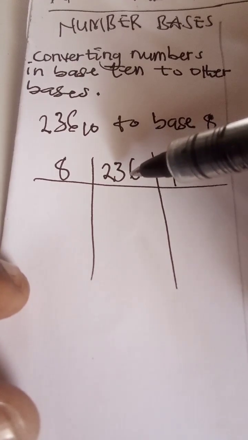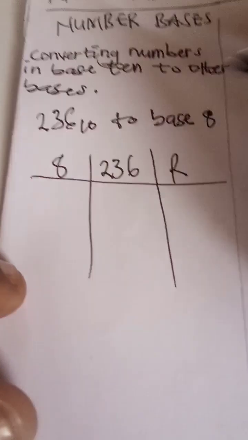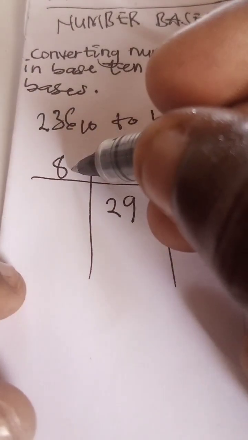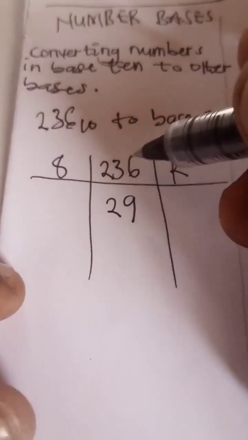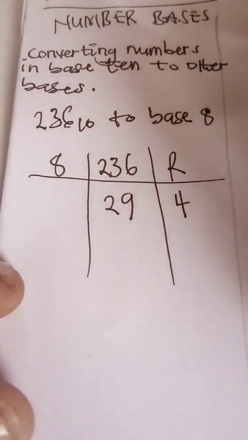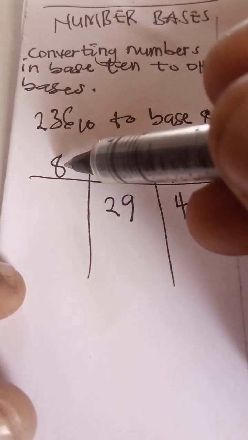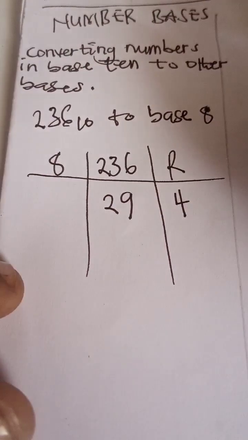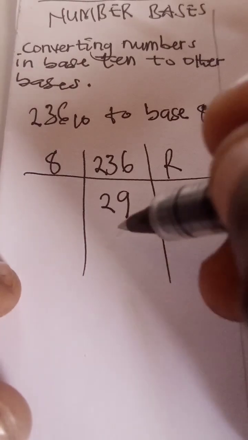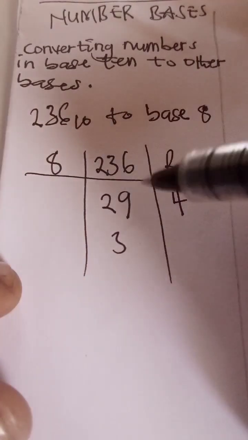So you divide 236 by 8. It will go in 29.5 times, so we write the whole number, that's 29. Then 29 times 8, subtract from 236, and the remainder is 4. The next step is you divide 29 by 8, which gives 3.625. We take the whole number 3. So 3 times 8, subtract from 29.